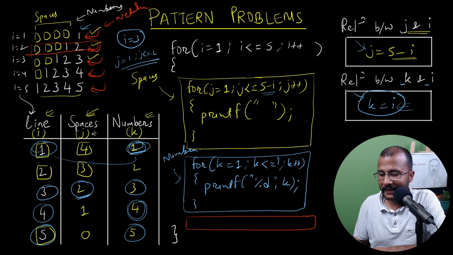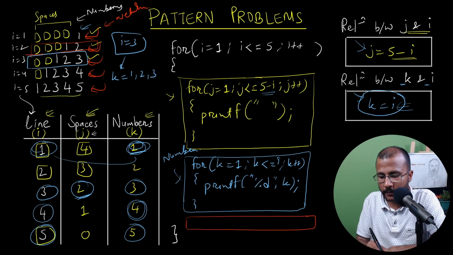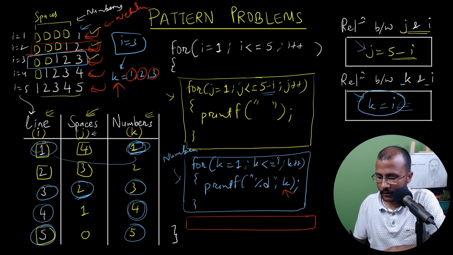I'm printing k. So whenever I'm in line number 3, I is 3. So whenever I is 3, k will range from 1 to 3. k will be 1, k will be 2, and k will be 3. Right? So in line number 3, it will display 1, and then 2, and then 3. So I need to display the value of k. This is what I've done here. So this will print all the numbers in that line.